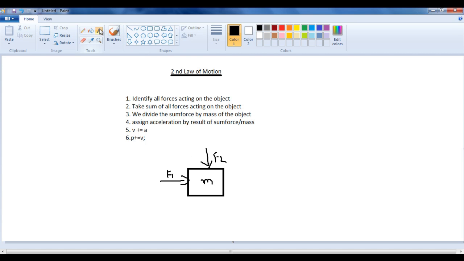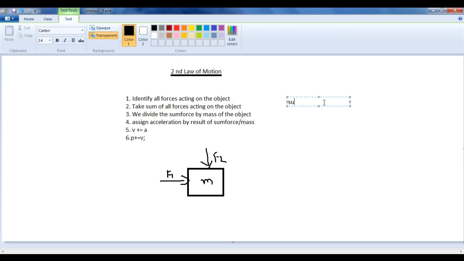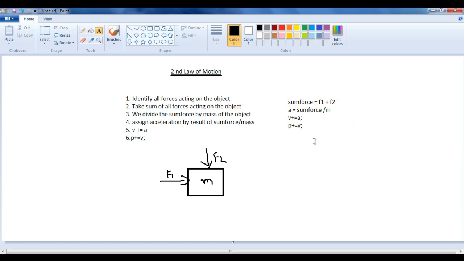First we calculate the sum force. Sum force is equal to F1 plus F2. Then we apply the acceleration as the sum force divided by the mass of the object, that is maybe m, you can say. Then we take the velocity vector, add acceleration to it, then we say position plus equal to velocity, so that the object starts moving. You can say it's meaningful, right or not?